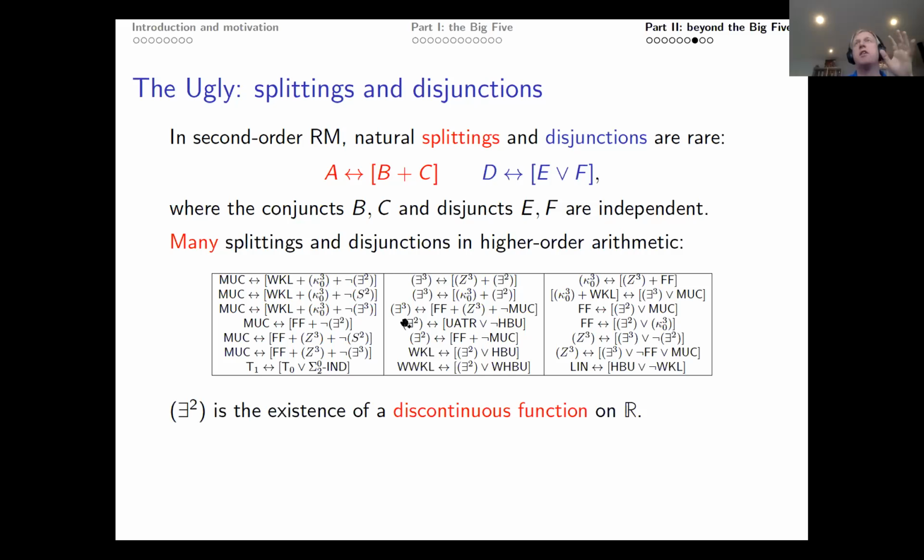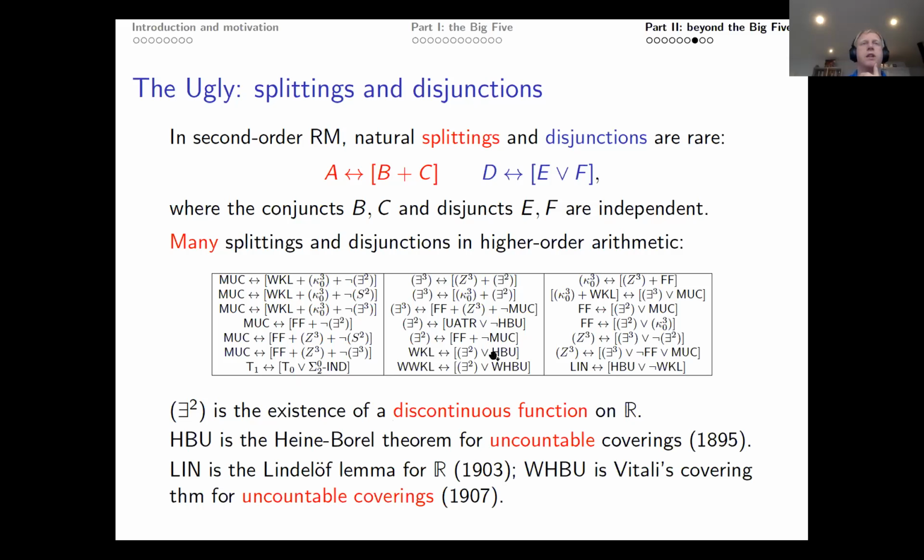So whatever this means, this E2, which you see everywhere, just expresses the existence of a discontinuous function on the reals, which can't be coded too well, obviously. And HBU here is Heine-Borel for uncountable covers, which is old. The Lindelöf lemma or Vitali's covering theorem. These are all old theorems, and we get lots of these splittings. For example, WKL is equivalent to either Heine-Borel or there is a discontinuous function.